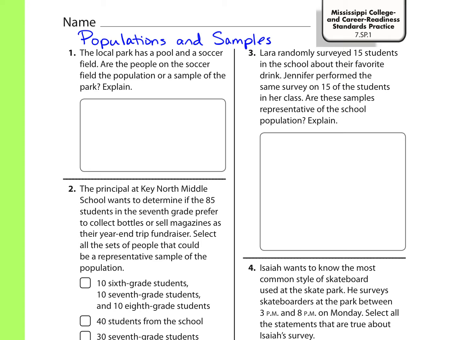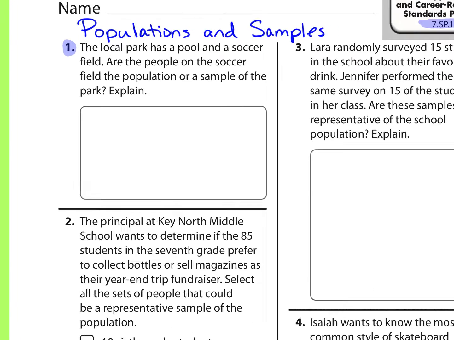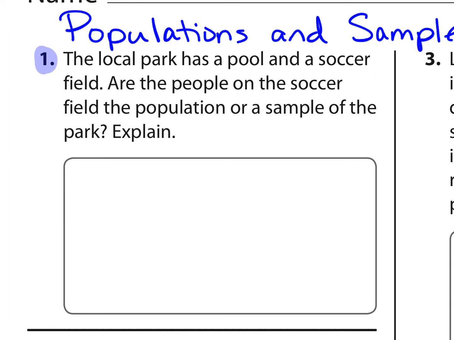7.SP.1-4 are all dealing with data. This first standard, 7.SP.1, is about populations and samples. So we're going to look at this first problem. It says the local park has a pool and a soccer field. Are the people on the soccer field the population or a sample of the park?